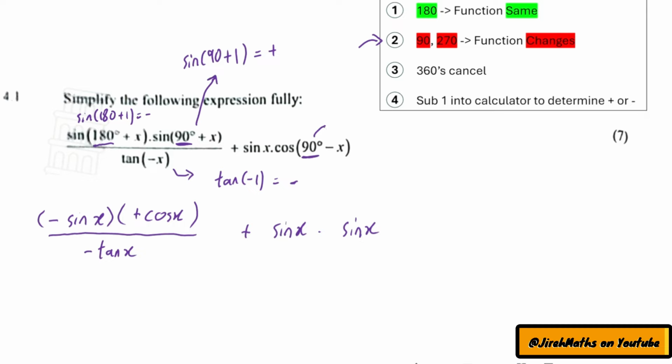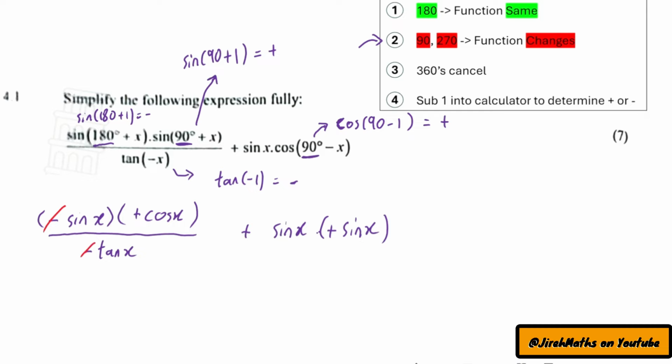But to determine whether it's positive or negative, we need to substitute cos 90 minus 1 into our calculator. We will get a positive. Therefore, that's positive cos x. I can put that in brackets. That's multiplication. Now, to simplify this, we'll start by cancelling the negative signs.